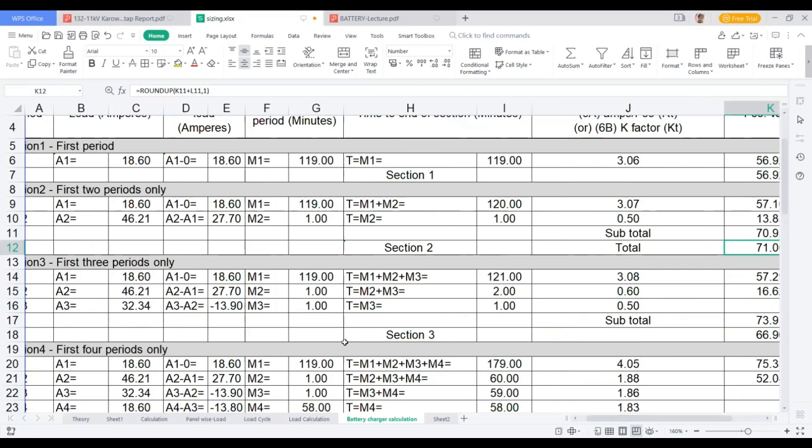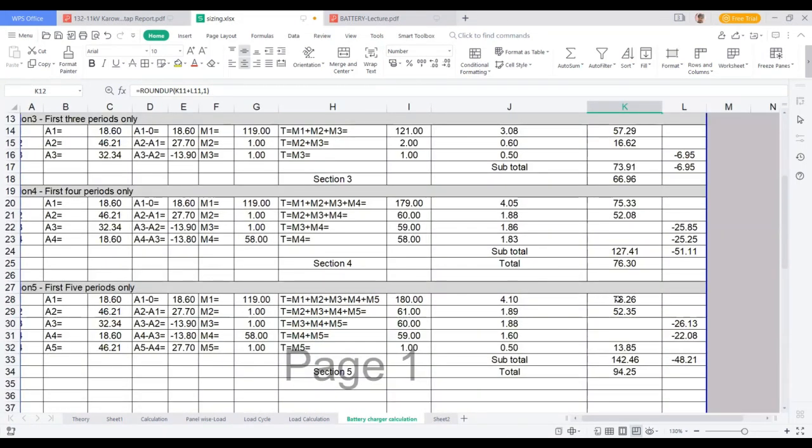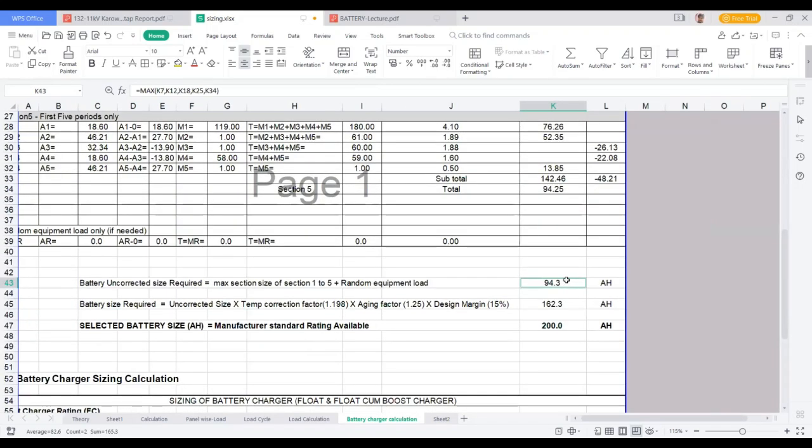to satisfy a continuous load of 18.6 for the first 121 minutes, and again the 2 loads of 46.21 and 36.34 at the last end. Similarly, doing for the first 4 and 5, finally it arrived that I require 94.38 Ah capacity of the battery.